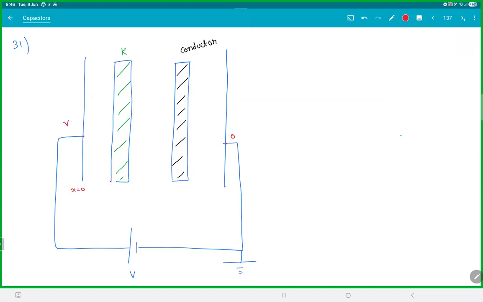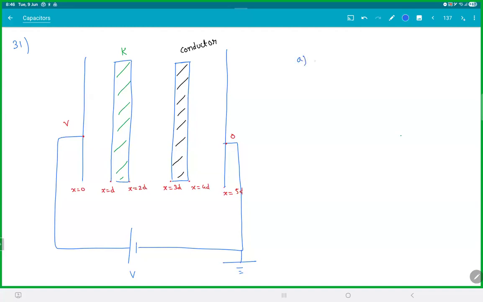This is x is equal to 0. This is x is equal to d. This is x is equal to 2d. This is x is equal to 3d. This is x is equal to 4d, and this is x is equal to 5d. So basically, the distance between each one is d, and the thickness of each one is also d.